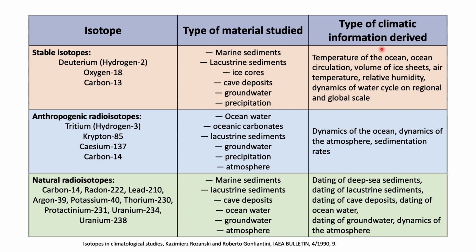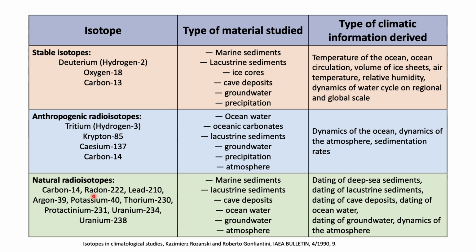The type of climatic information we can understand is basically the temperature of the ocean, ocean circulation, volume of ice sheets, air temperature, relative humidity, and dynamics of the water cycle on regional and global scale. So all these things can be studied by using deuterium, oxygen 18 and carbon 13 isotopes. We also have anthropogenic radioisotopes, which are tritium or hydrogen 3, krypton 85, cesium 137 and carbon 14. These can be used to study ocean water, oceanic carbonates, lacustrine sediments, groundwater, precipitation and atmosphere. Here we can study the dynamics of the ocean, the dynamics of the atmosphere and the sedimentation rates.